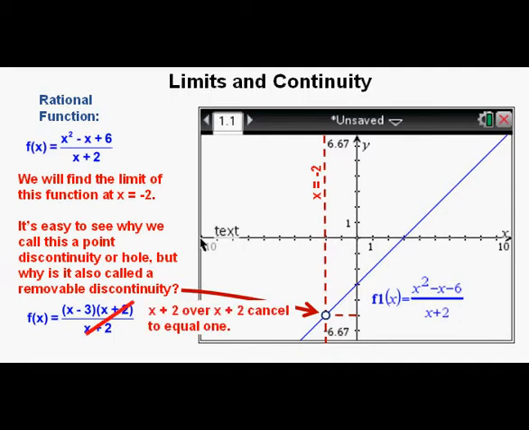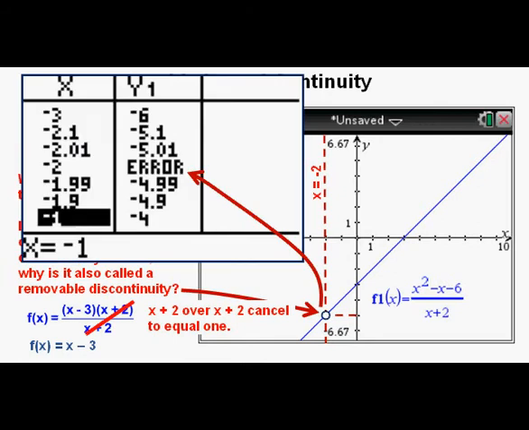x plus 2 over x plus 2 cancel each other algebraically to equal 1. And we're left with f of x equals x minus 3, except that it's not really x minus 3 because this function has a discontinuity at x equals negative 2. This function behaves exactly like f of x equals x minus 3, except at the point where x equals negative 2. So that's how we get the hole in this function. So the discontinuity is removed algebraically. That's why we call this a removable discontinuity.